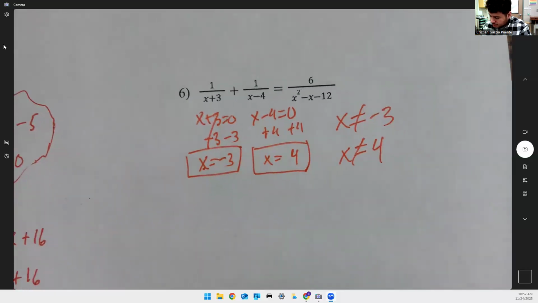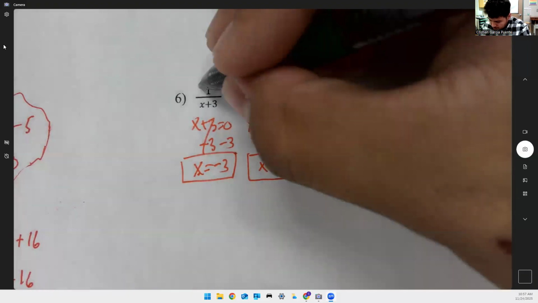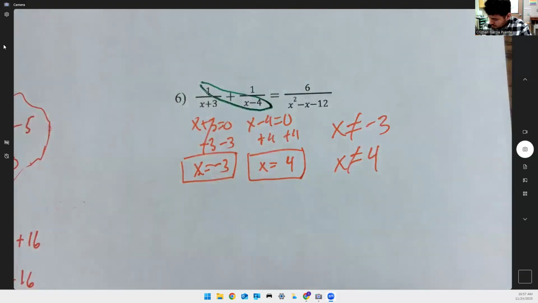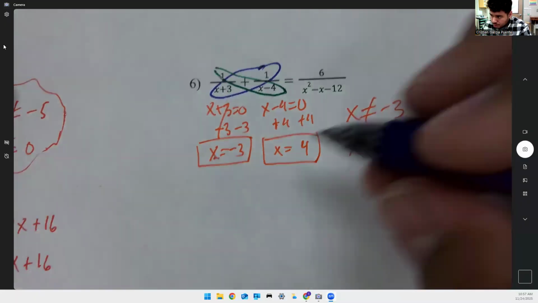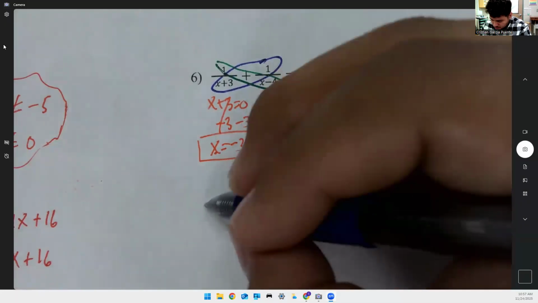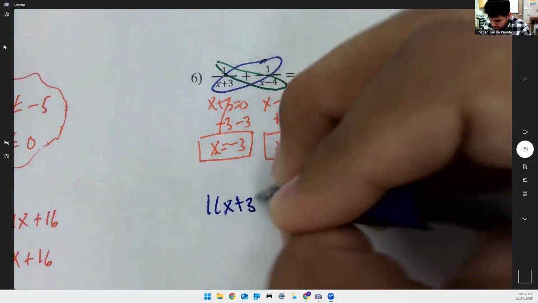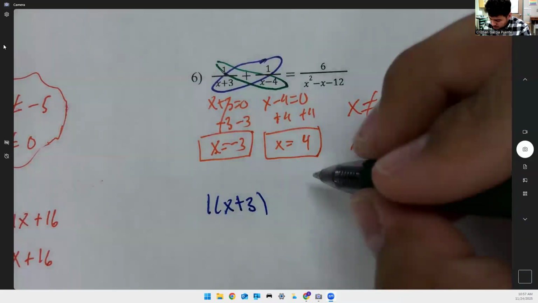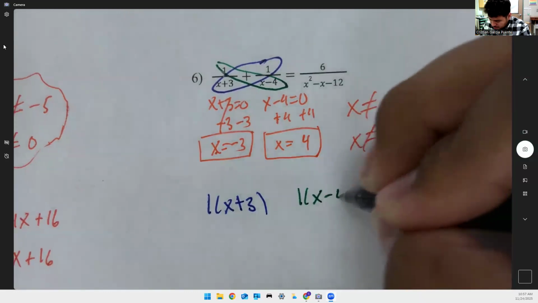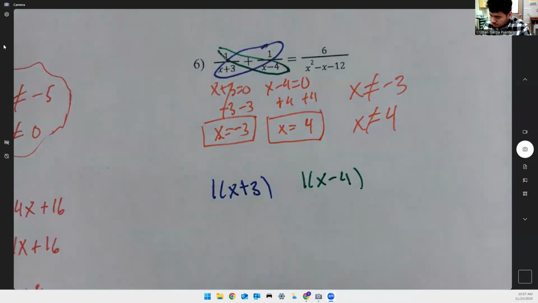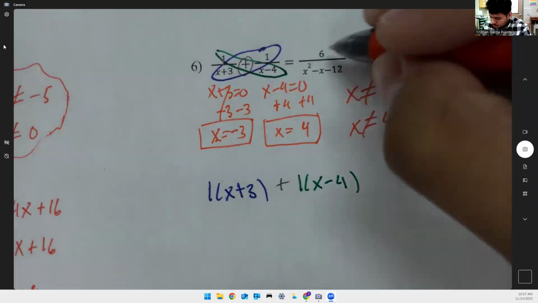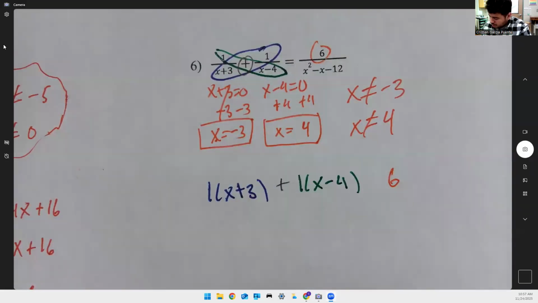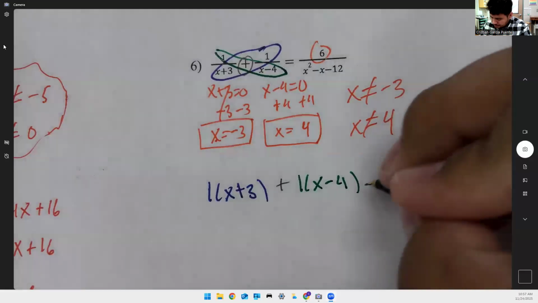All right, now we're going to cross multiply. So circle your diagonals. So what do I have circled in my blue circle? It's 1 and x plus 3. What do I have circled in my green circle? It's 1 and x minus 4. Symbol between is a plus, so keep it a plus. And it's going to be equal to the top number or your numerator, and that's 6.